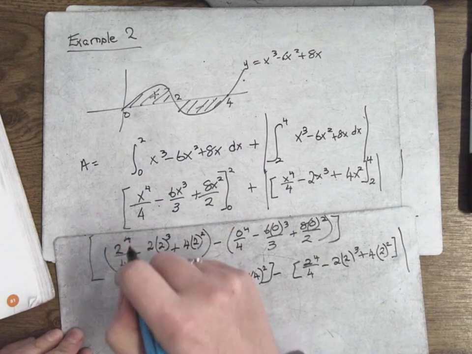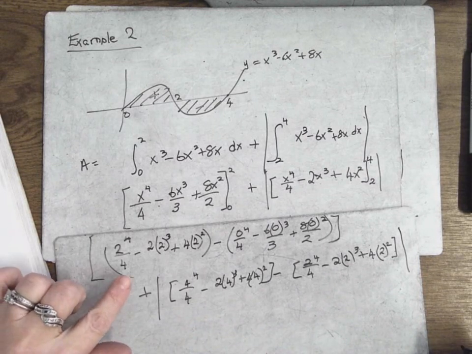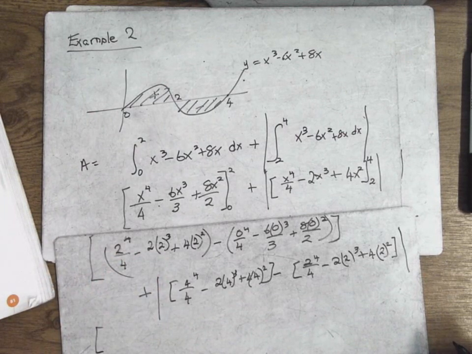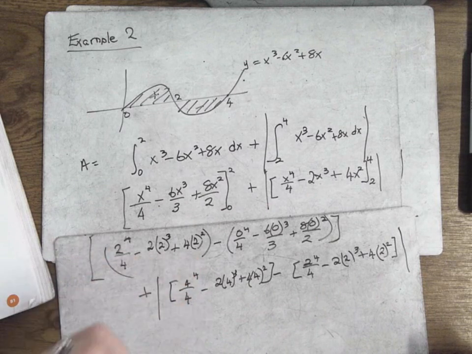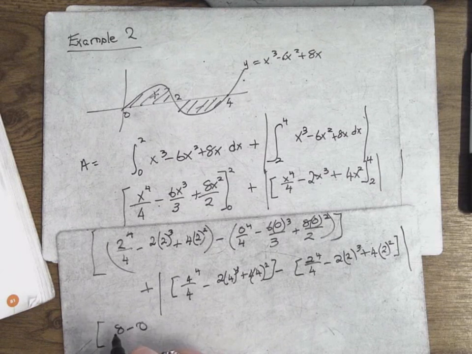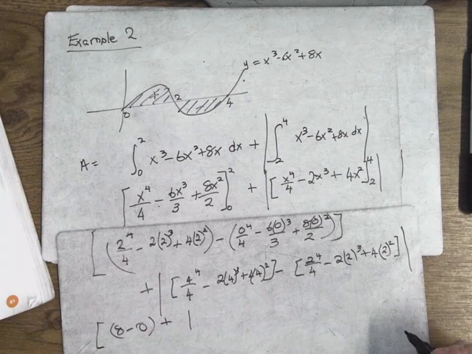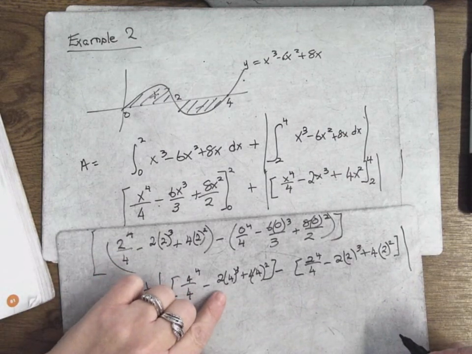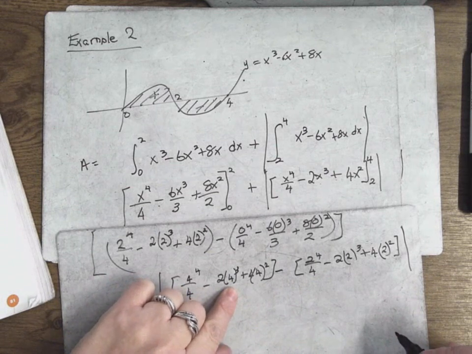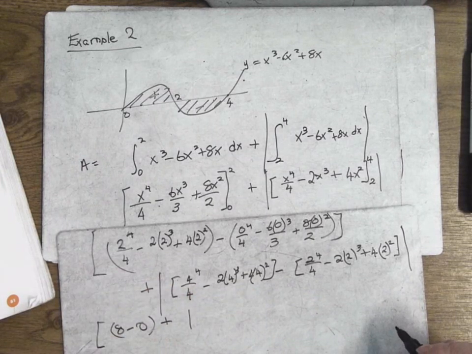In the top bracket, 2 to the power of 4 is 16, divided by 4 is 4, minus 16, which is minus 8 plus 2 to the 4, that turns out to be plus 8, I think. 8 minus 0. Plus, take the positive value of this one, that's 4 to the power of 4 over 4, 64, 64 minus 64, minus 64 plus 60. Oh, that turns out to be 0, does it?